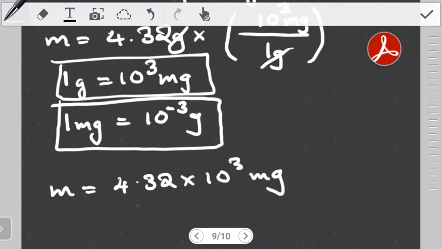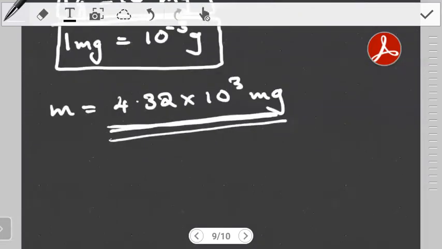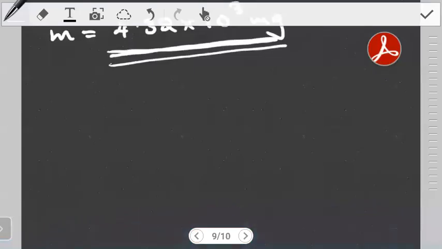I don't want to expand this any further. It's going to be about 4,320 milligrams. But of course, I think I'm going to favor leaving it in scientific notation. So this is going to be my final answer, the mass in milligrams. Okay, so this answers the second question. Now we'll quickly move on to look at the last question.